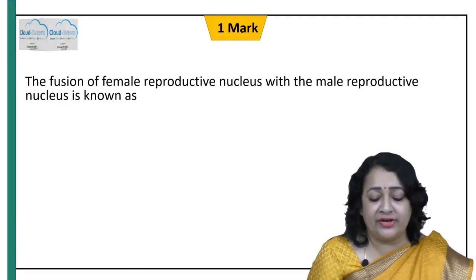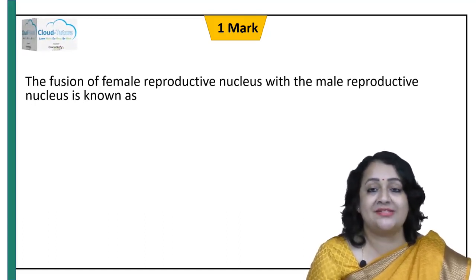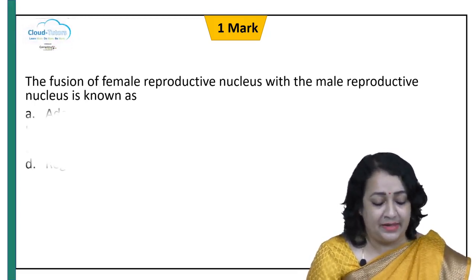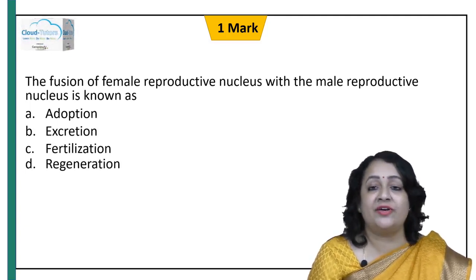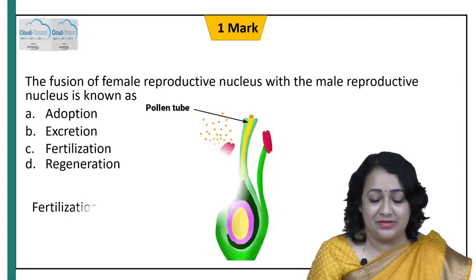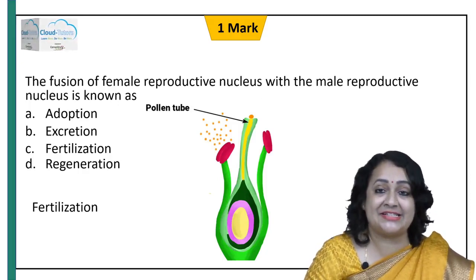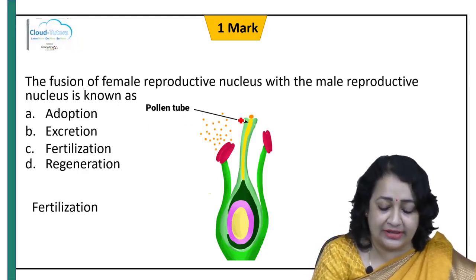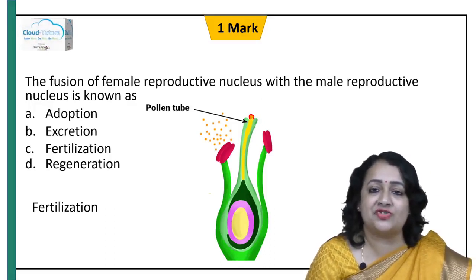The fusion of a female reproductive nucleus with the male reproductive nucleus is known as, so here the fusion of the male and female gamete is called adoption, excretion, fertilization, or regeneration. So the process is called fertilization. What is fertilization now? During pollination, the pollen grain will come and sit on the stigma. It is attached to the stigma.